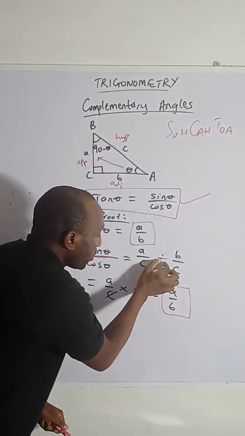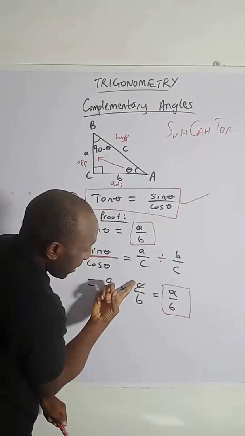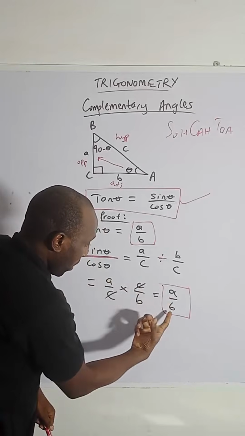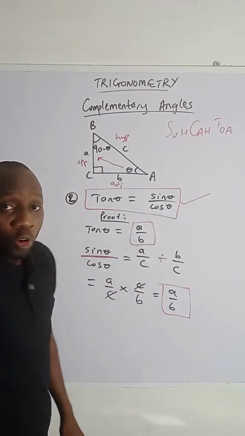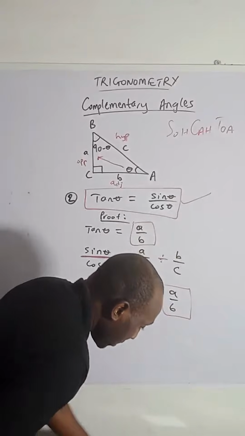When you change this division sign to multiplication, you have to take the reciprocal of B over C, giving you C over B. When you cancel that, you have A over B. Since this is A over B and this is A over B, we can conclude by saying that truly tan theta is equal to sine theta over cos theta.